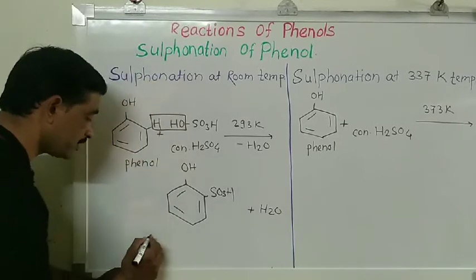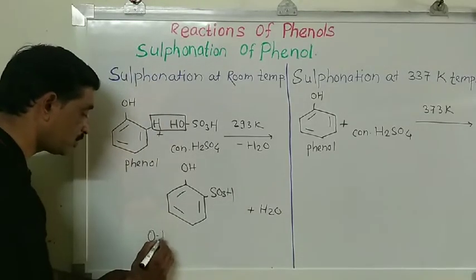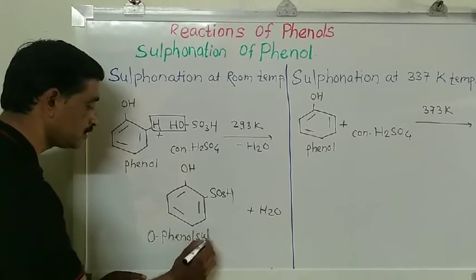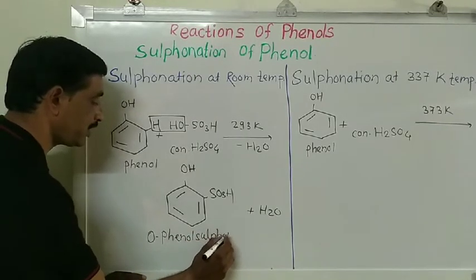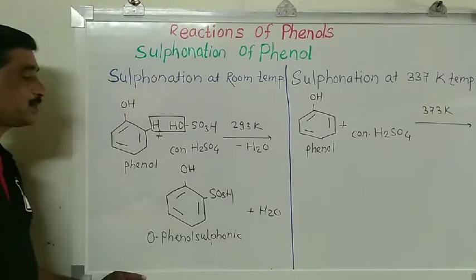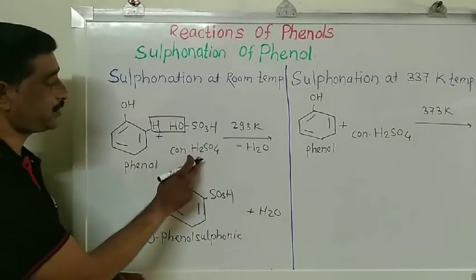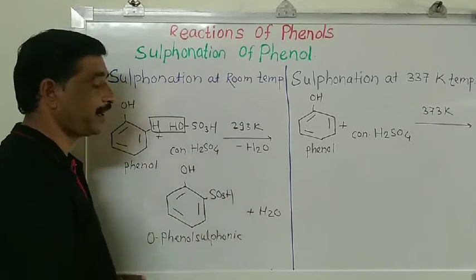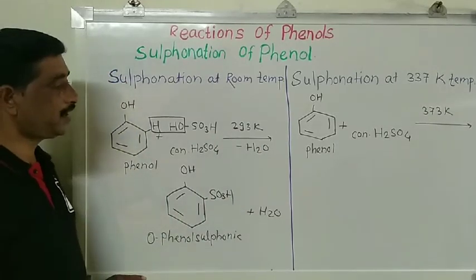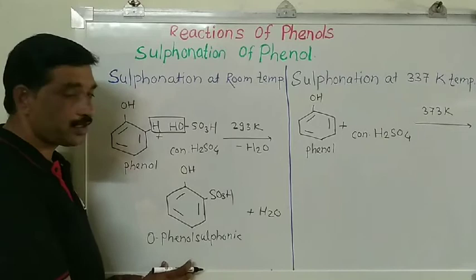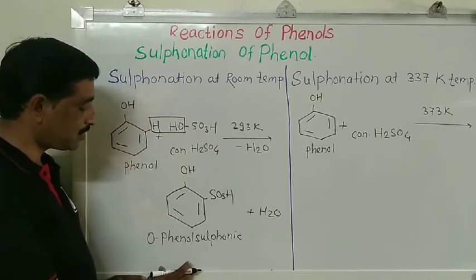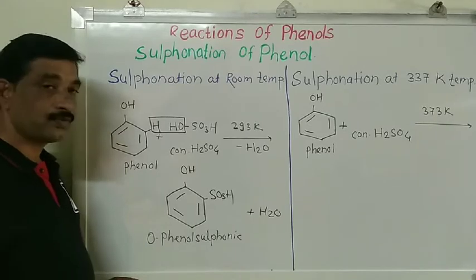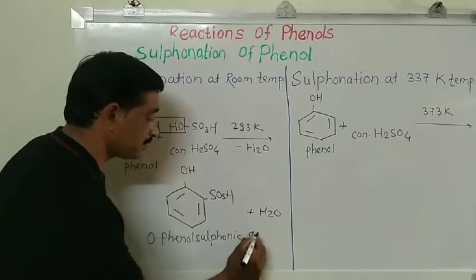So this compound is orthophenol sulfonic acid. So in this way, phenol on reaction with concentrated sulfuric acid at room temperature, that is near about 293 to 298 Kelvin temperature, undergoes sulfonation and it gives only one product, that is orthophenol sulfonic acid.